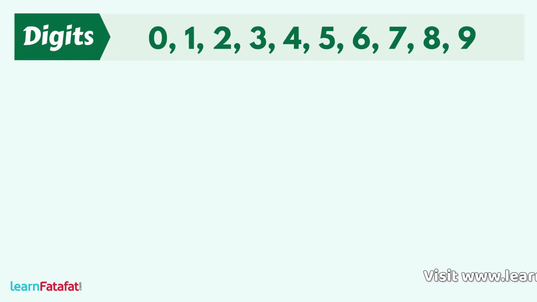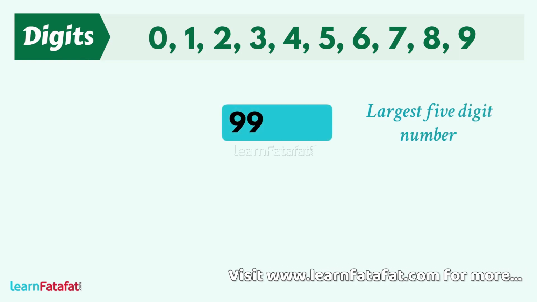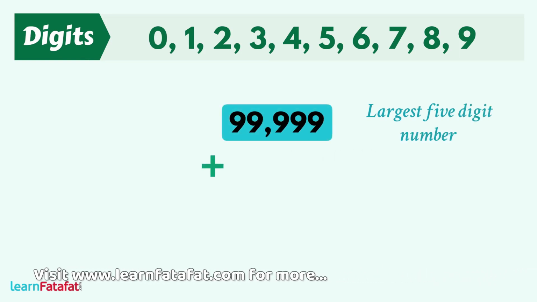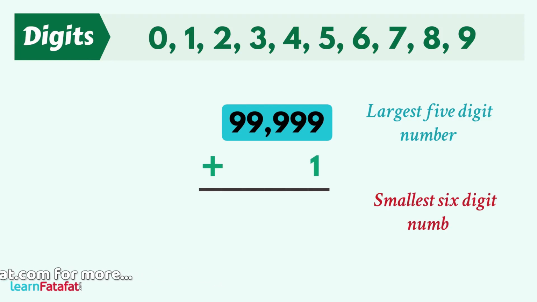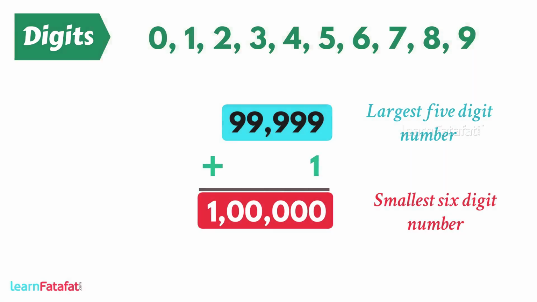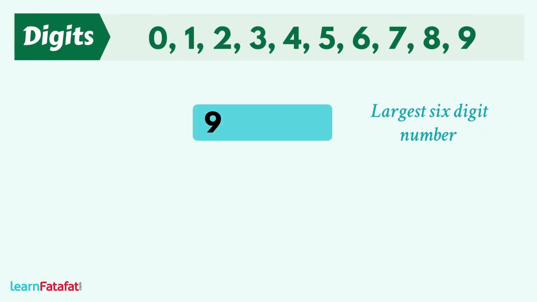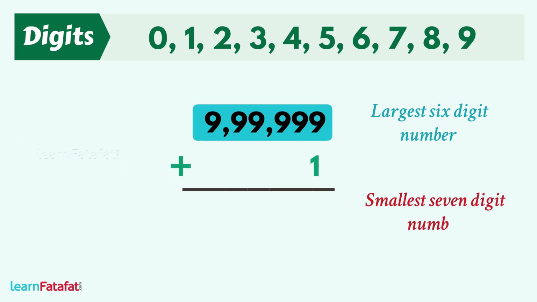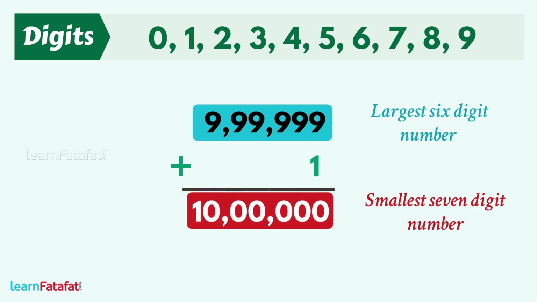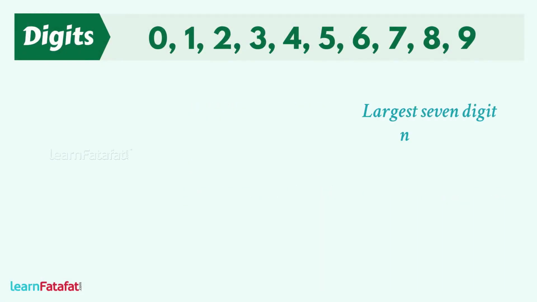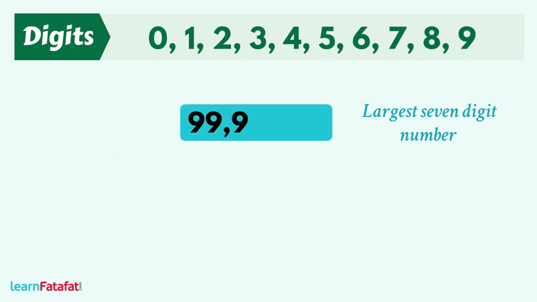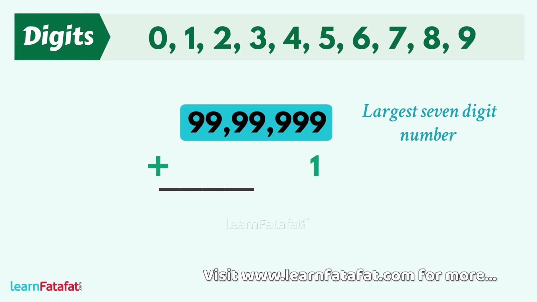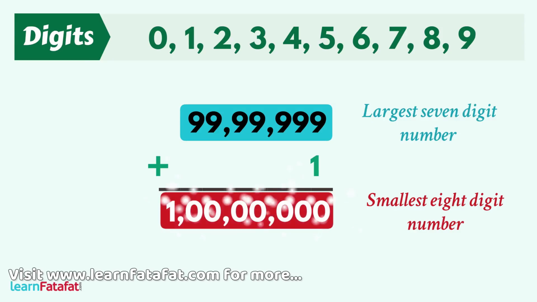Similarly, we have the largest five digit number 99,999. Adding 1 to it gives the smallest six digit number, 1 lakh. The largest six digit number is 9,99,999. Adding 1 to it forms the smallest seven digit number, 10 lakh. The largest seven digit number is 99,99,999. Adding 1 to it forms the smallest 8 digit number, 1 crore.